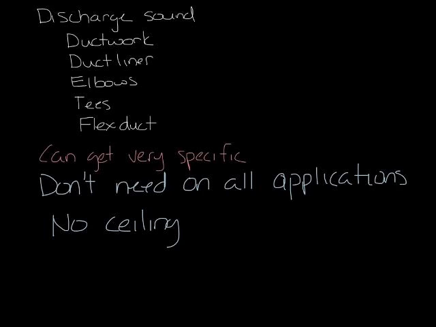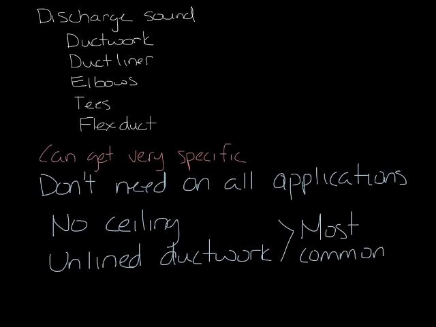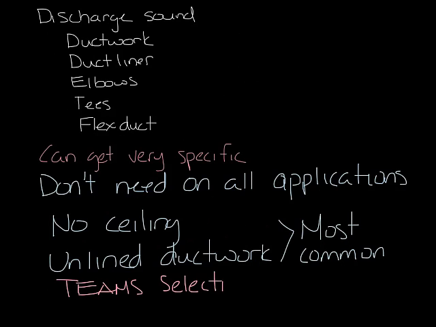Applications with no ceiling or unlined ductwork are probably the two most common applications where we recommend doing the calculations so that you know exactly what you're going to get acoustically in your project. Luckily, you don't have to do this by hand. Selection software such as our Teams selection program will calculate this for you. It'll allow you to change your ceiling or your ductwork type in your project and run the calculation and selection with those numbers.